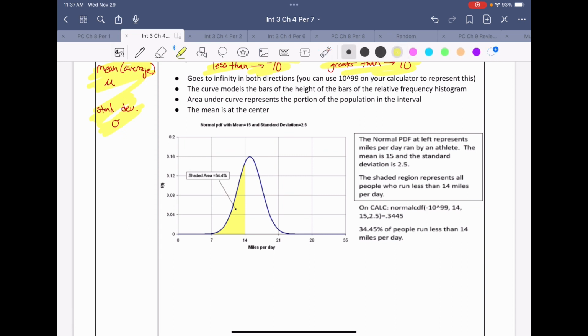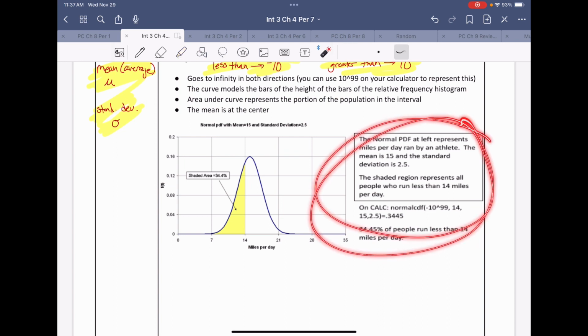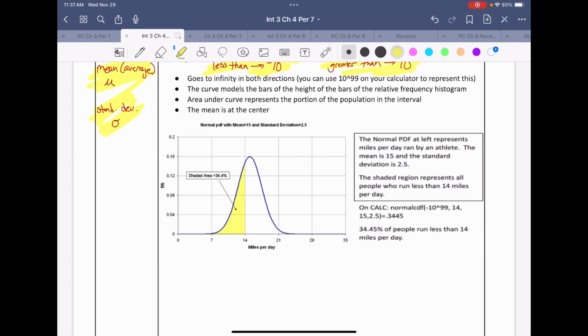The normal PDF at left represents miles per day run by an athlete. Sorry, I'm reading this box right here. They give you the mean. The mean is 15. And they give you the standard deviation. Standard deviation is 2.5. They have to give you those things. Mu is 15. Sigma is 2.5. They want to know the area under the curve, the probability that they run less than 14 miles per day.